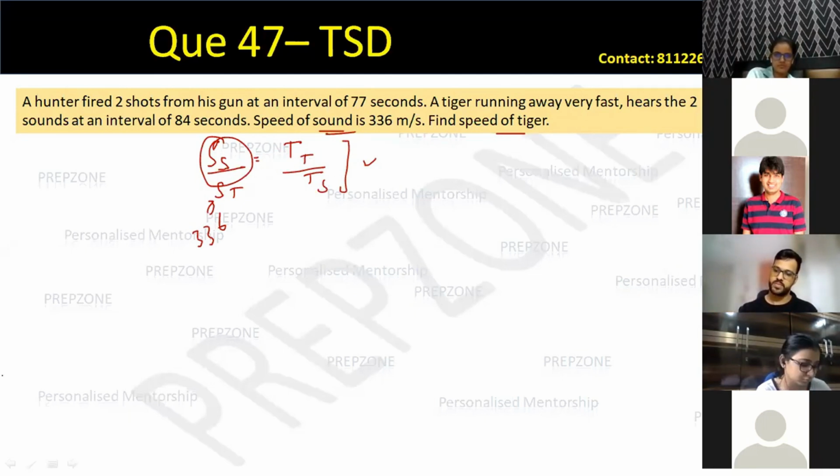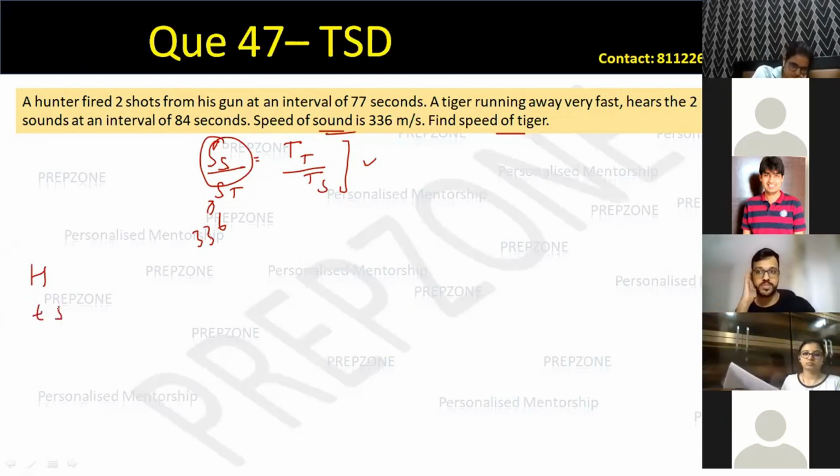Okay, so let's draw the diagram again. We have a hunter here. He fired 2 shots from his gun at an interval of 77 seconds, which means let's say he fires the first shot at t seconds, and the second shot at t plus 77 seconds. And a tiger running away very fast. Let's say we have a tiger here.